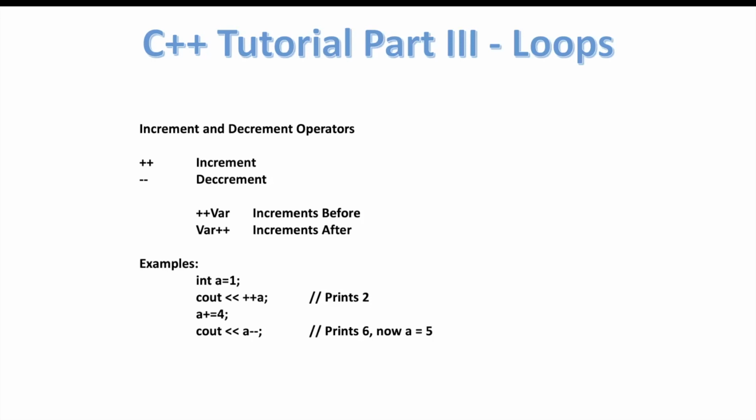int a equals 1, I print out plus plus a, it prints 2 because it's incrementing a before printing it out. Plus plus a increments first. Then I do plus equals 4, so it's equal to 6, and I do cout a minus minus. So it's going to print 6 because the value of a equals 6. But a now equals 5. So it prints before it decrements. Just a refresher on that, right?